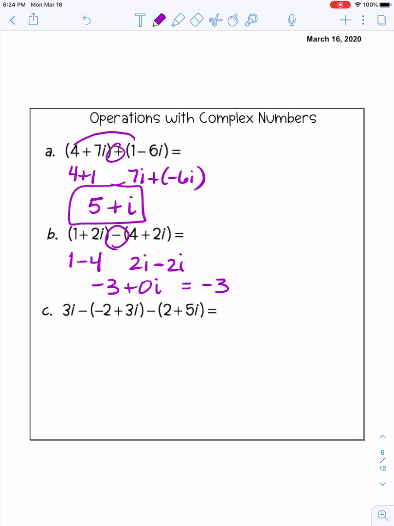And here, this is a little bit more involved, so I have to distribute my negative. So that's 3i plus 2 minus 3i minus 2 minus 5i, and then I'm going to combine all my like terms. So I have a 3i here, a negative 3i, and a negative 5i. The 3i and the negative 3i will cancel to 0, so I'm left with just negative 5i. And then the real part, I have positive 2, and I have negative 2. So my real part also cancels out, so I'm left with just negative 5i. So I only have an imaginary part.